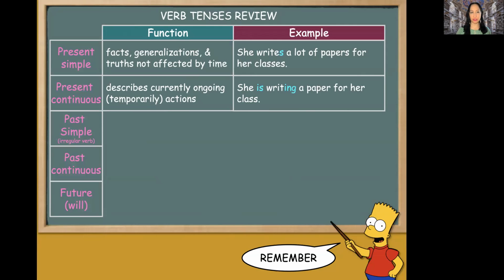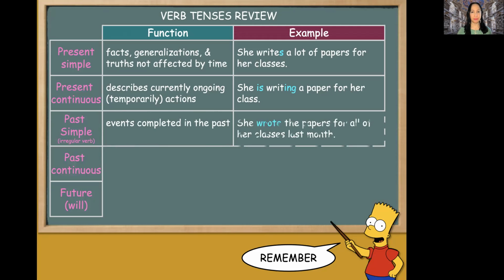Now, what's the function of the past simple? Now, there are regular verbs and there are irregular verbs. This one is going to be on the irregular one. But do you remember the function of the past simple? That's right, events completed in the past. How about an example? She wrote the papers for all of her classes last month. You see, wrote is the irregular past simple verb for to write.